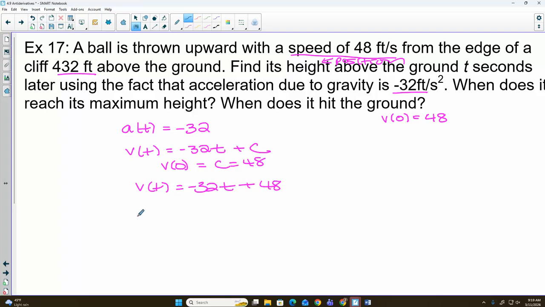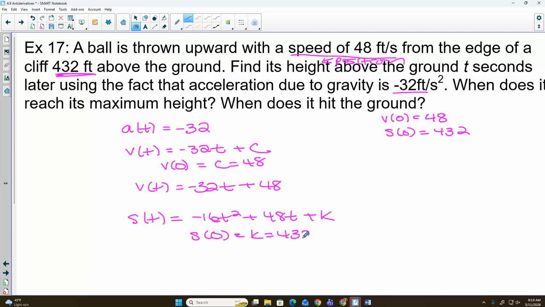Okay, position. Antiderivative of negative 32t would be negative 16t squared, plus 48t, plus a new constant. How can I find out that constant? Yep. Since we started at the beginning, we were at a height of 432. That tells me my k is 432.